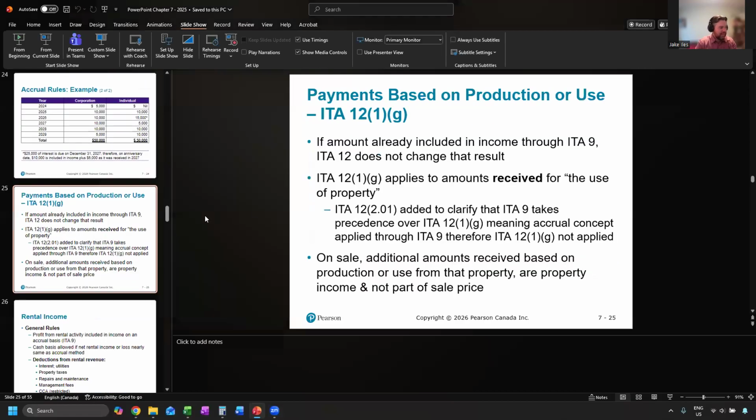Okay, in the next video, we are going to discuss rental income. We're going to move off interest expense and income and discuss a bit regarding rental income.